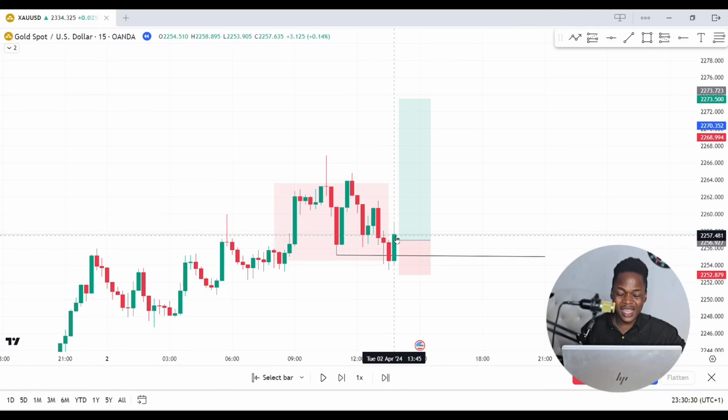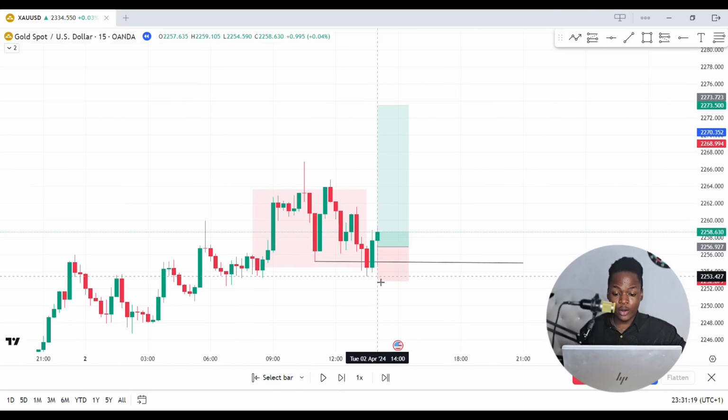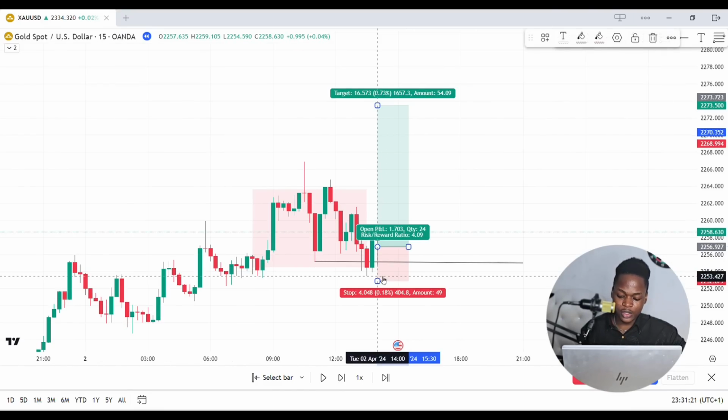And then the next thing, I want to see another candle remaining back inside that range to be sure that yes, we are going up. And that's what I saw right here. So for now, we are not in the trade yet. We are still relaxing. We are not in the trade yet.